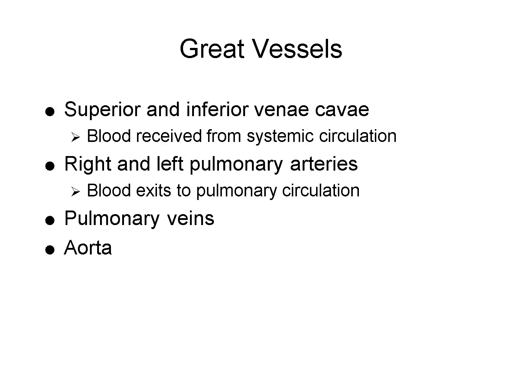The great vessels are major blood vessels connected directly to the heart. The superior and inferior vena cava bring deoxygenated blood from the systemic circulation into the right atrium. The right and left pulmonary arteries carry this blood to the lungs for oxygenation. Oxygenated blood returns to the heart via the pulmonary veins, and the aorta then distributes it to the rest of the body. These vessels are essential conduits for maintaining circulation through the pulmonary and systemic circuits.